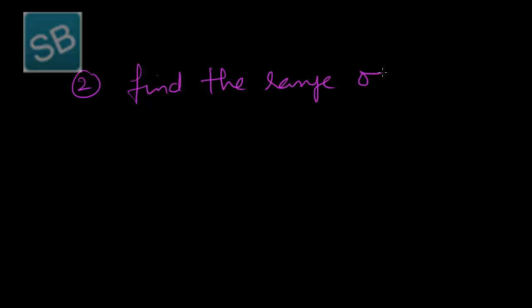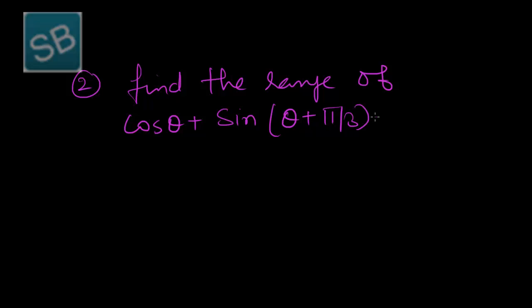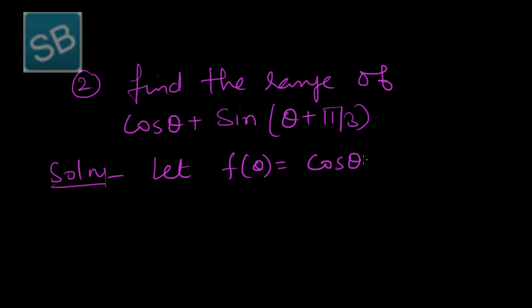Now the next problem is to find the range of cos theta plus sine of theta plus pi over 3. As we have done in the topic of range of f of alpha, let f of theta be equal to cos theta plus sine of theta plus pi by 3. First of all, we have to convert this into a cos theta plus b sine theta.